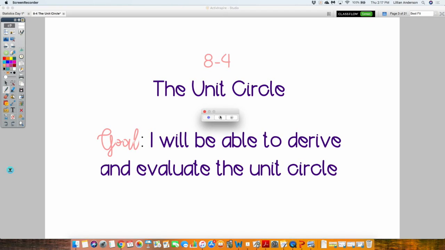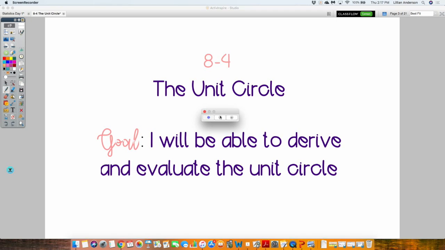Today we are talking about the unit circle. You guys are going to be able to derive and evaluate the unit circle. Maybe not evaluate, just depends on how we get through the material today, but we are definitely going to derive the unit circle, okay? Now, the unit circle is actually something that is used to help make trigonometry easier. It's actually useful in that sense. It was created for that purpose.